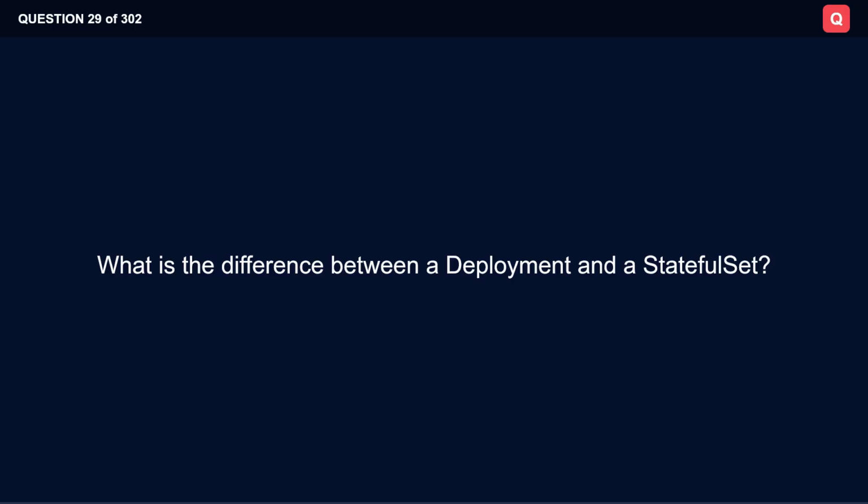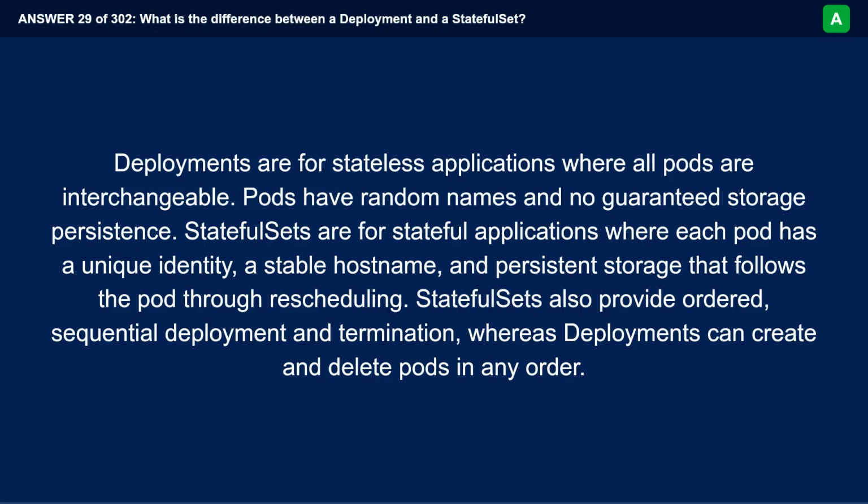What is the difference between a Deployment and a StatefulSet? Deployments are for stateless applications where all pods are interchangeable. Pods have random names and no guaranteed storage persistence. StatefulSets are for stateful applications where each pod has a unique identity, a stable hostname, and persistent storage that follows the pod through rescheduling. StatefulSets also provide ordered, sequential deployment and termination, whereas deployments can create and delete pods in any order.